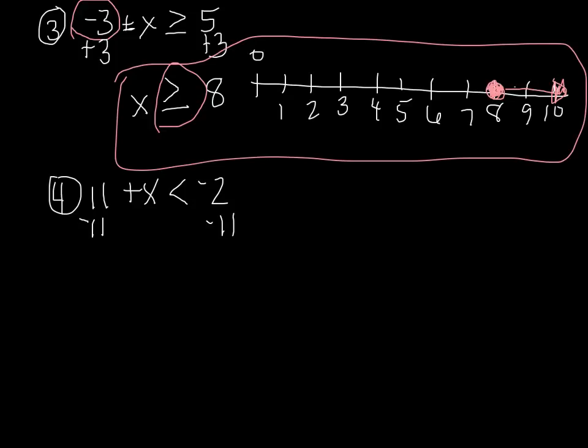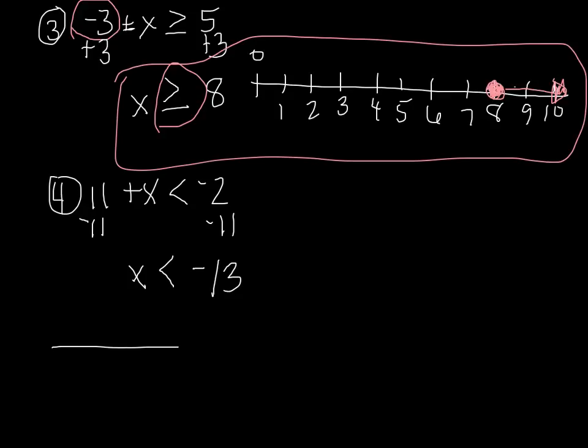Okay, so 11 minus 11 is 0. So I am left with x is less than negative 2 minus 11. How I like to think of that is if I were to say I owe James $2 and I owe Kylie $11. Okay, so how much money do I owe in all? I owe 2 and I owe 11, so I owe $13. And if I owe money, I know it's going to be a negative number.